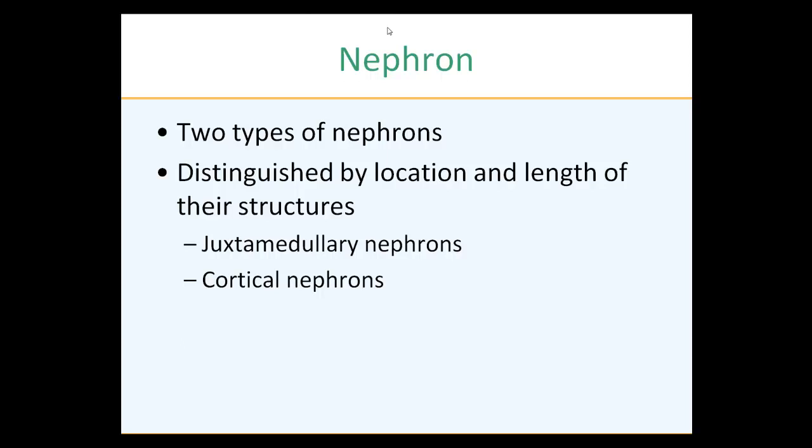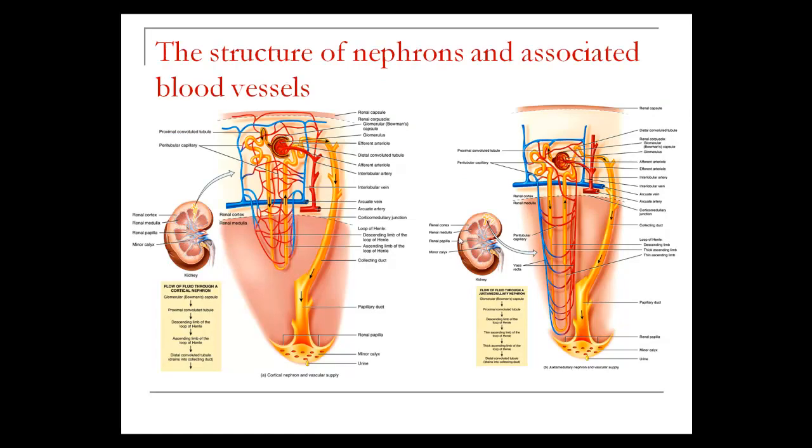One of them is inside the cortex, closer to the surface of the kidney. We call them the cortical nephrons, and the other one, which is only 15 or 20%, we call juxtamedullary nephrons. So here is a quick comparison between the cortical nephrons and the juxtamedullary nephrons.